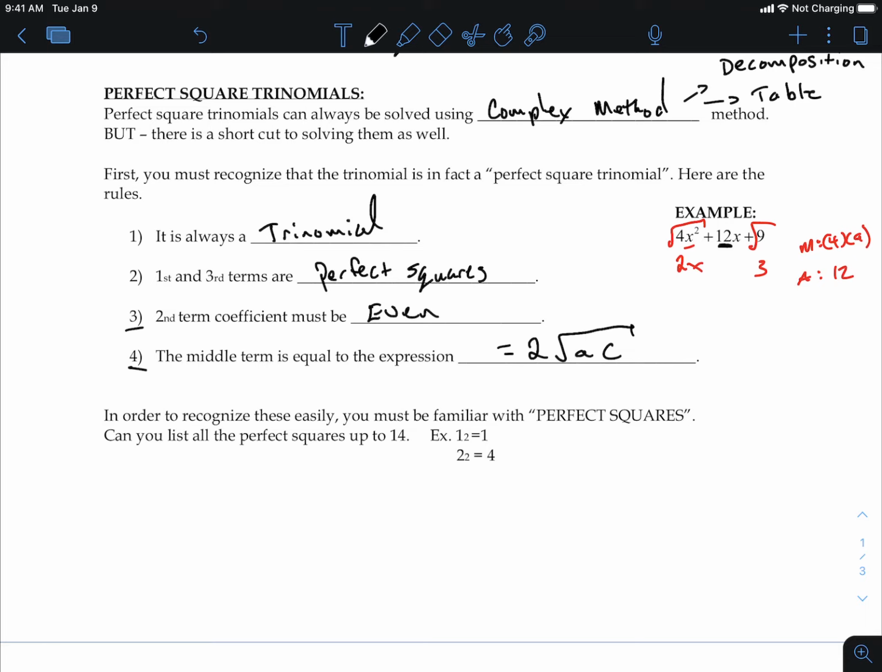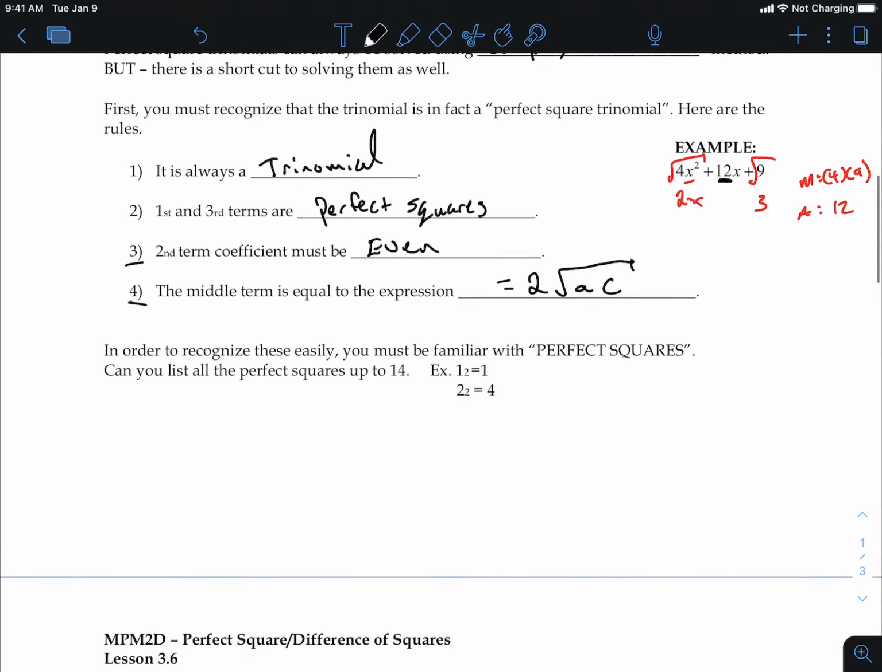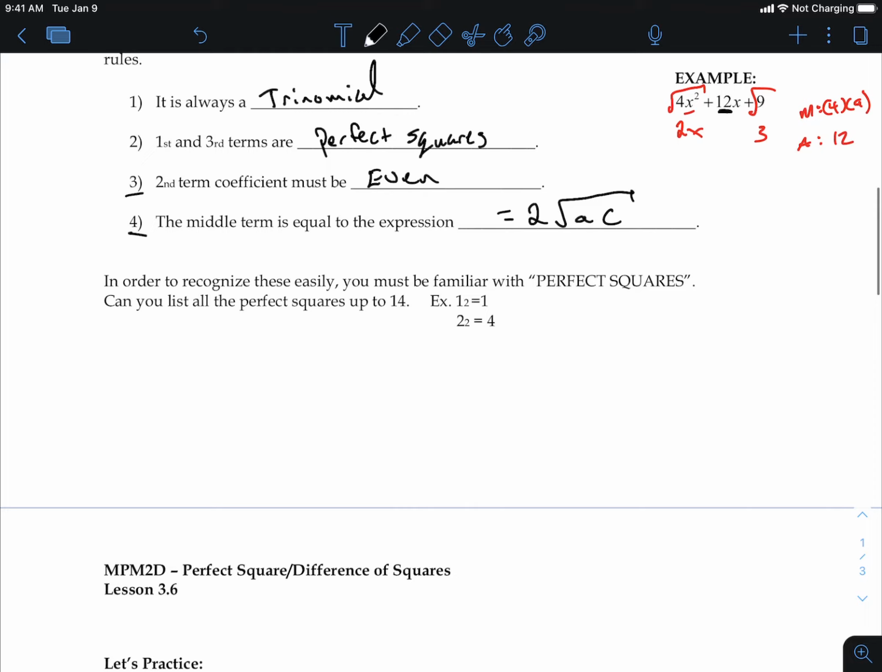Is that okay? Okay, so you have to become familiar with these guys here. 1 squared is 1, 2 squared is 4, 3 squared is 9, 4 squared is 16.